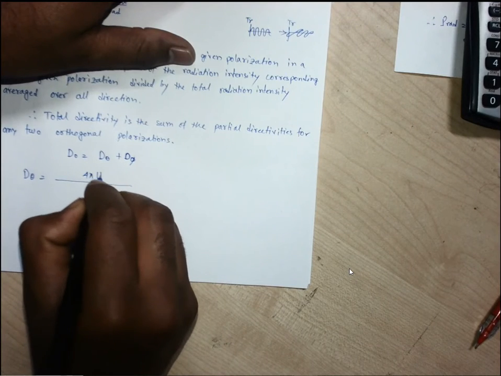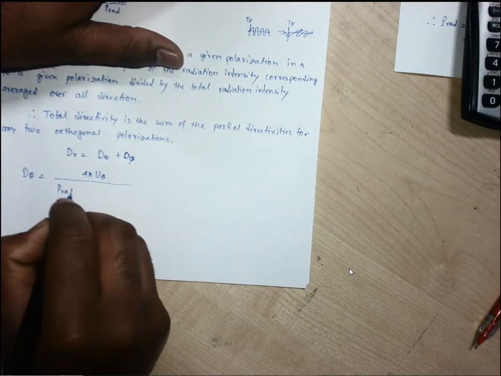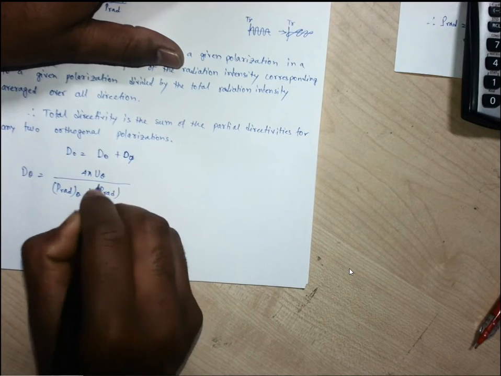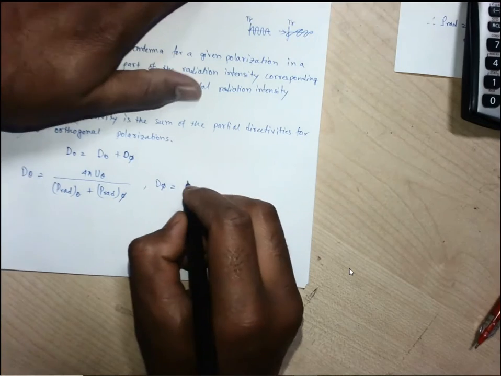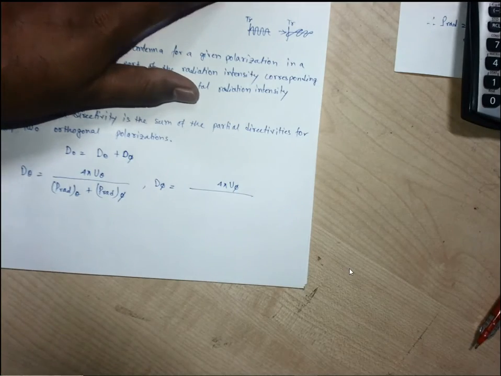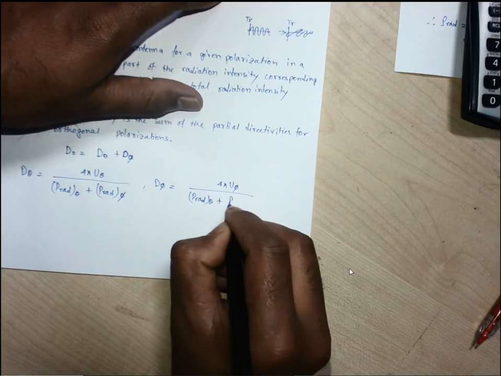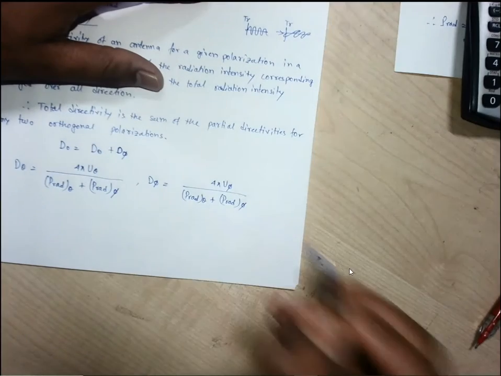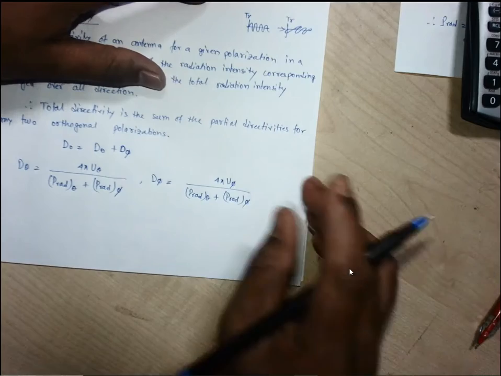4 pi U theta, radiation intensity in the elevation plane, divided by P rad in the theta direction plus P rad in the phi direction. Same, D phi is 4 pi U phi, radiation intensity in the azimuthal plane, by P rad theta plus P rad phi. So this is the total radiated power including elevation plane and azimuthal plane.